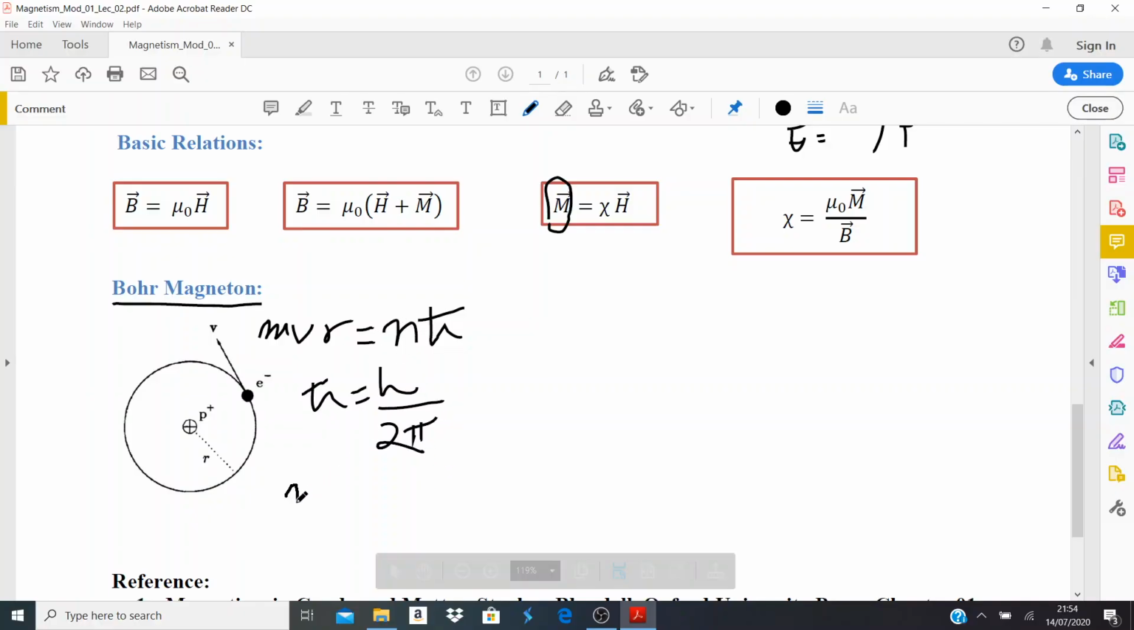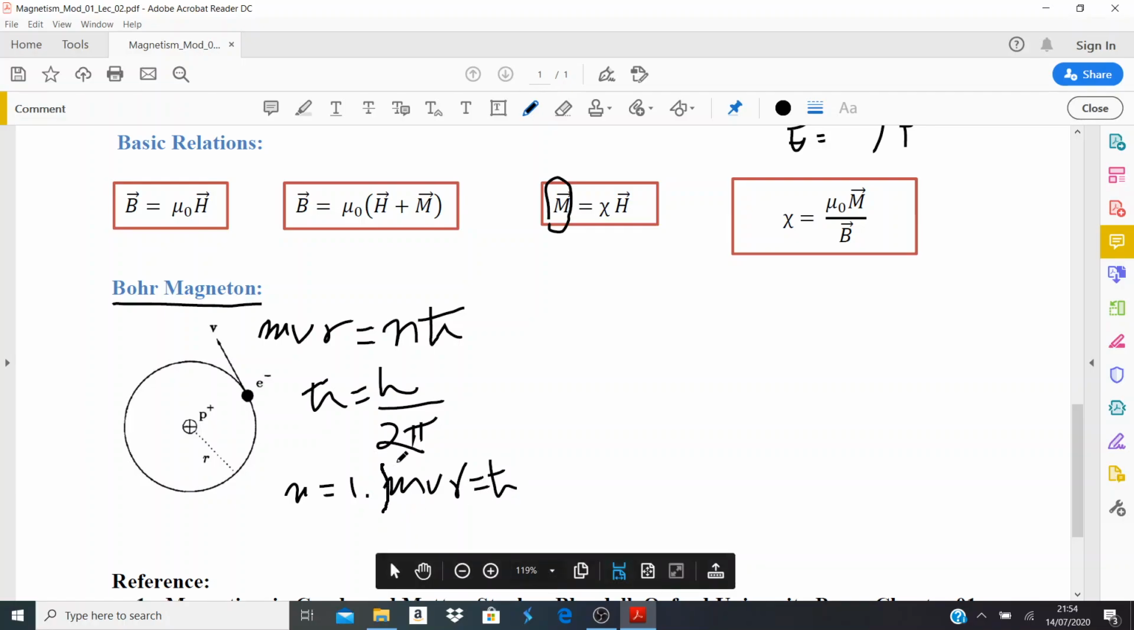So when n is equal to 1, the electron is in its ground state, where the energy of the electron is minimum in the hydrogen atom. For n equal to 1, we can see that mvr, this angular momentum, turns out to be the reduced Planck constant. Again, we know when an electron moves in a closed circular path, or a charged particle moves, there is a magnetic dipole moment. So we need to estimate what the magnetic dipole moment is if the electron is moving in its ground state.